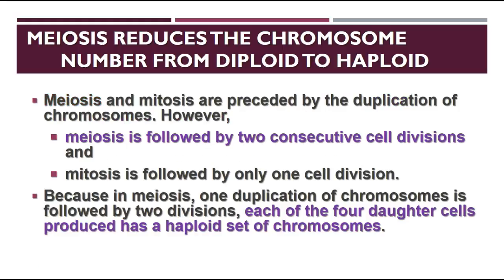There is a duplication of chromosomes in meiosis, just like happens in mitosis. However, in meiosis we get 2 consecutive cell divisions instead of just 1 cell division that we see in mitosis. So because there's 1 duplication of chromosomes and then 2 separate divisions, each of the 4 daughter cells is going to have a haploid set of numbers of chromosomes rather than diploid.